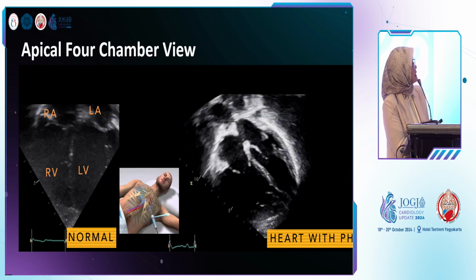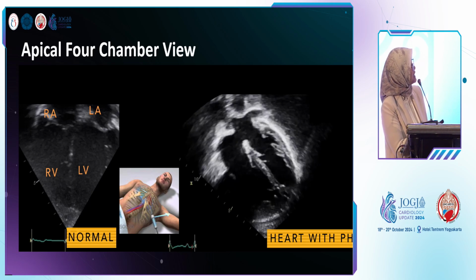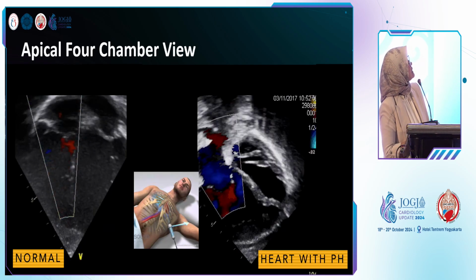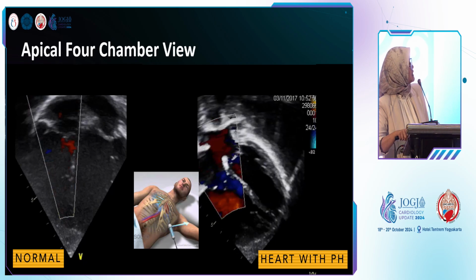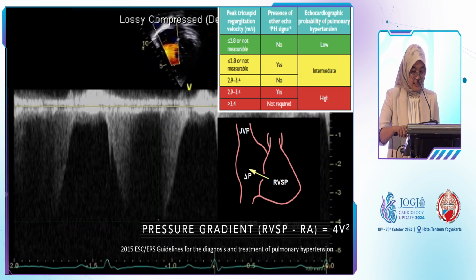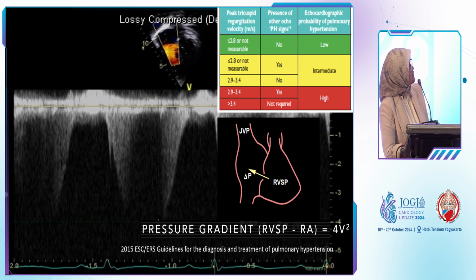And from the apical four-chamber view, you can see there will be a normal size of the right ventricle and left ventricle with adequate function, but in the heart with pulmonary hypertension, you can see that the right ventricle will be dilated as well as reduced right ventricular function and also some degree of tricuspid regurgitation. This Doppler examination of the tricuspid regurgitation can estimate the pressure of the right ventricle in systolic phase using the Bernoulli equation.